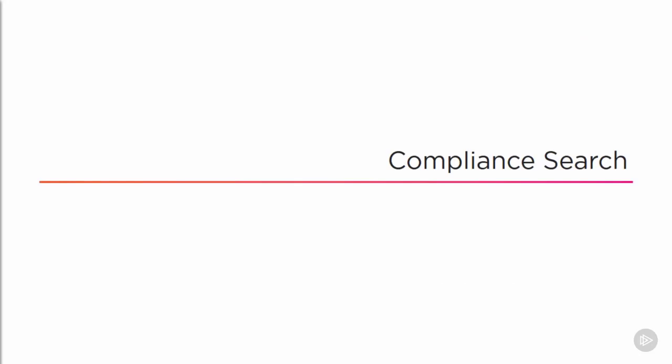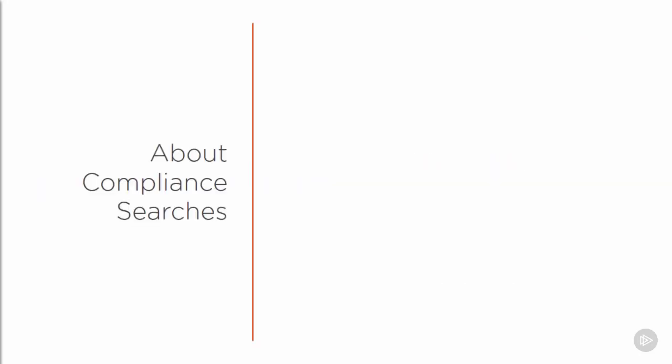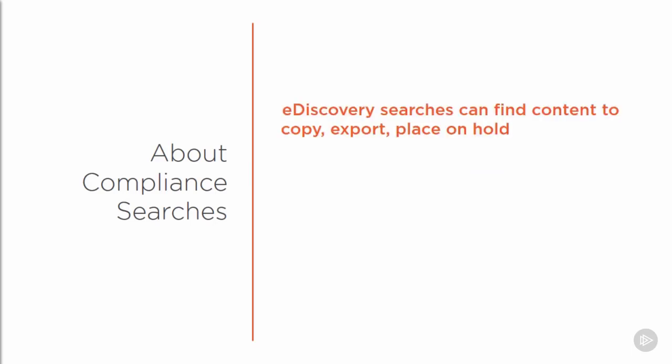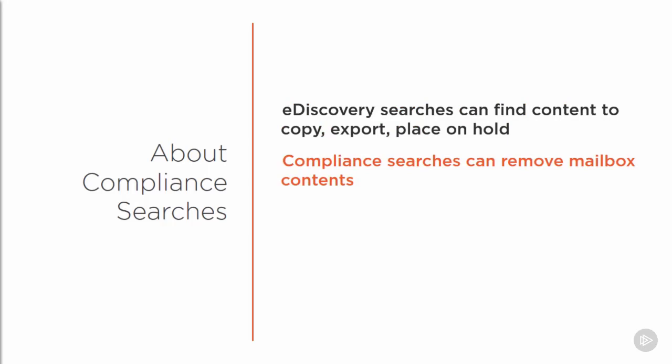Next, let's look at compliance searches. Compliance searches are a little different than eDiscovery searches. eDiscovery searches can be used to find content in mailboxes, and you can copy that content to another mailbox or export it to PST or place it on hold and so on. Compliance searches, on the other hand, can also be used to remove content from mailboxes.